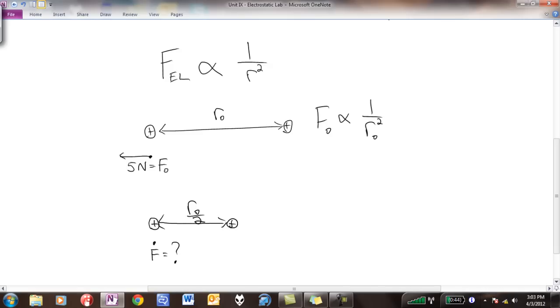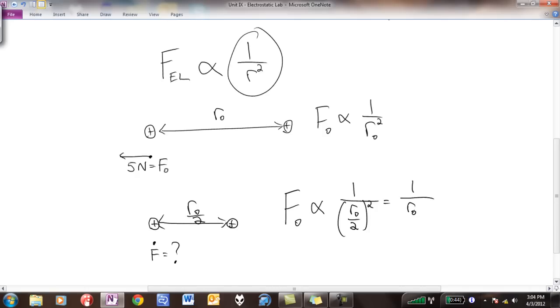So in this case, what we need to do is we need to go back to the proportion. Well, I can go back into it and I could say F naught is proportional to, well, we have now 1 over, well, our radius in this case, the R value from our original value is now going to be R naught over 2. And we're going to be taking that whole thing and squaring it. So if I calculated this, you will see a value of 1 over R naught squared over 4. And if I rewrite this, we will get 4 over R naught squared.